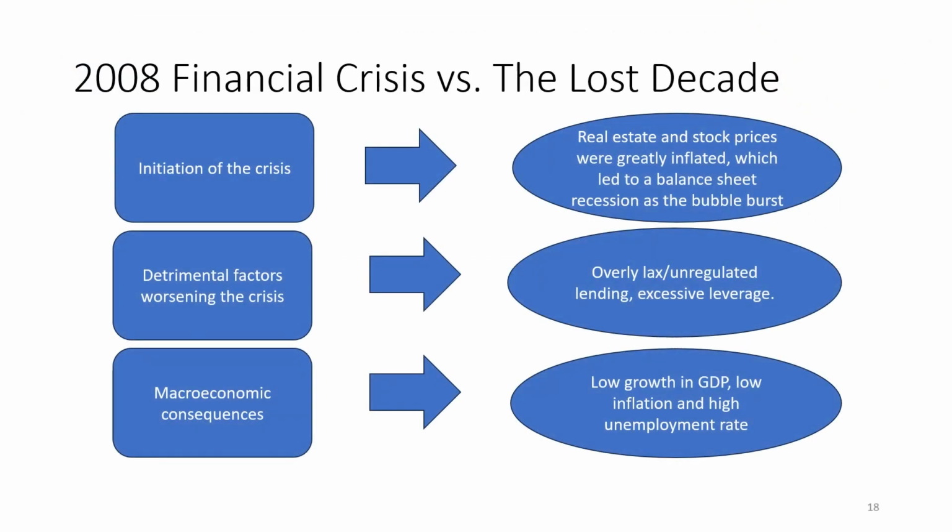After understanding some causes of the lost decade, we can compare the lost decade with the 2008 financial crisis. While there are many similarities between the crises, there are 3 major similarities that can be concluded. The first is that the initiation of both crises was caused by the bursting of real estate and stock price bubbles, which led to a balance sheet recession as the bubble burst. Next, there were similar detrimental factors worsening the crisis, such as unregulated lending and excessive leverage. Lastly, there were similar macroeconomic consequences, such as low growth in GDP, although there was a slight difference in the impact on GDP. There were also the main characteristics of low inflation and a high unemployment rate.